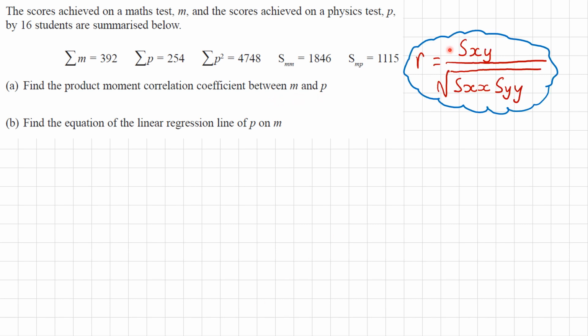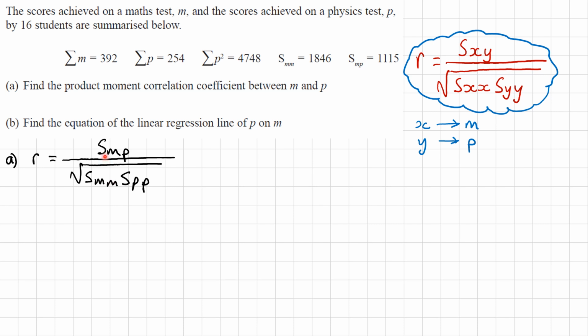Now I've started off by writing down what's in the formula book for finding the PMCC. It would make sense to take M as X and P as Y, because then this would become SMP, which I have, and this would become SMM, which I also have. I will just need to work out SYY. So for the formula in the formula book, I'm going to replace X with M, and Y I just replace with my P. So rewriting it with M and P, this is how I'd find the PMCC.